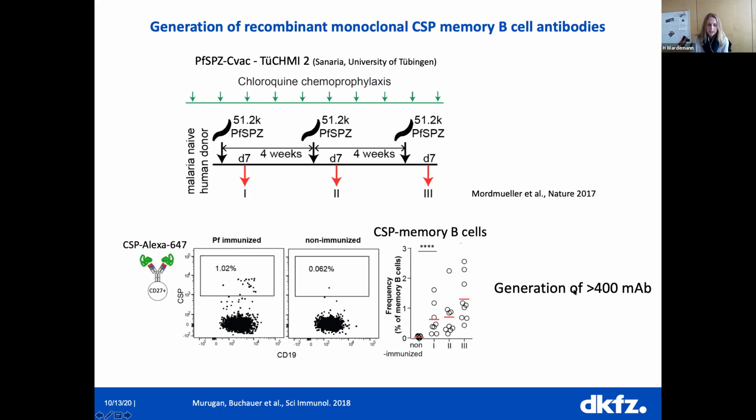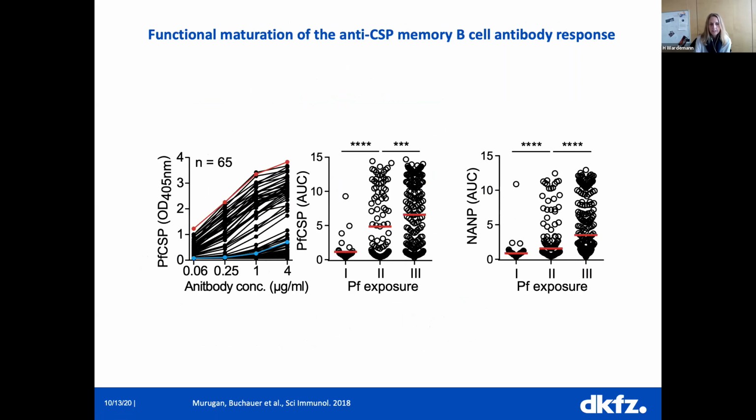And from these cells, we made over 400 monoclonal recombinant antibodies, and then tested for binding to CSP in an ELISA assay. Very simple, as seen here. Each line corresponds to 1 antibody. And to get an idea of the binding strength, we plotted the area under curve of antibodies that we obtained from memory B cells that were isolated at the first exposure, after the second or the third parasite exposure. And as you see, the quality of the response increases over time.